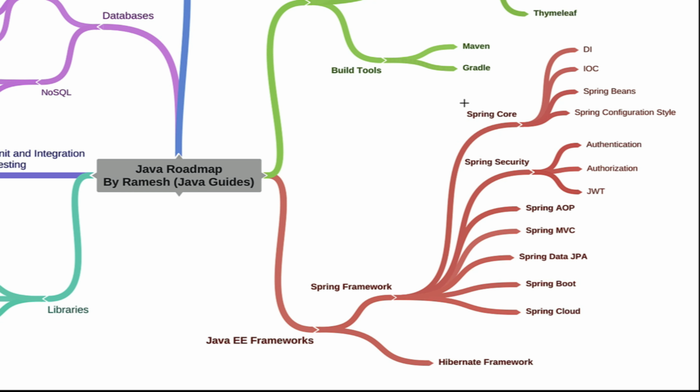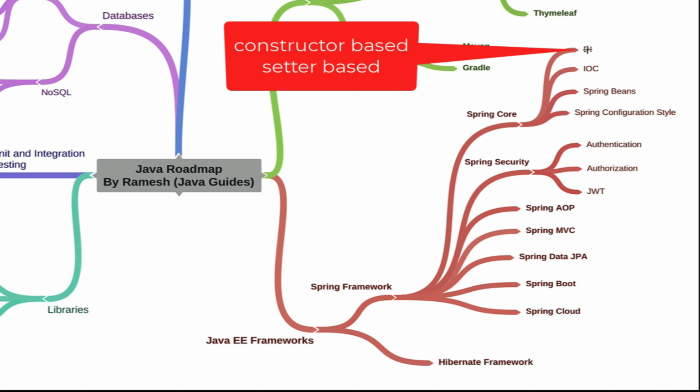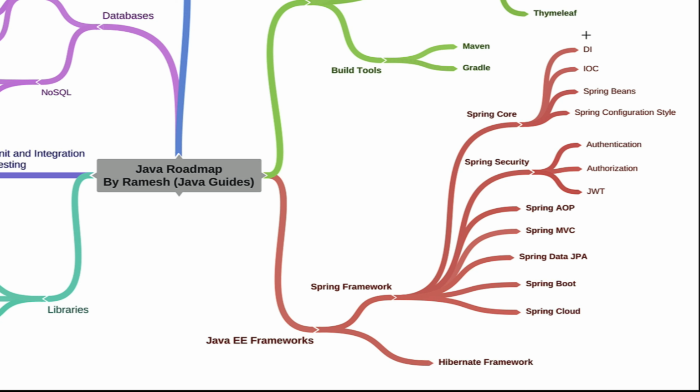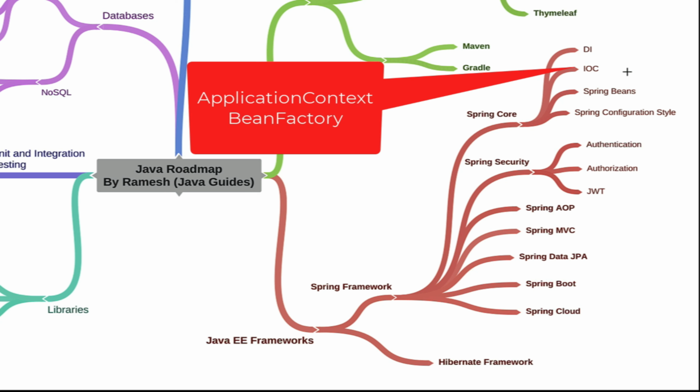Well, let's take a look at these important Spring modules one by one. In the Spring Core module, you need to learn important topics like dependency injection and the different types of dependency injection, like constructor-based dependency injection and setter-based dependency injection. So go ahead and learn dependency injection. And IoC. Spring IoC is a very important concept. Okay, and go ahead and learn ApplicationContext and BeanFactory. So these are the Spring IoC containers, right?